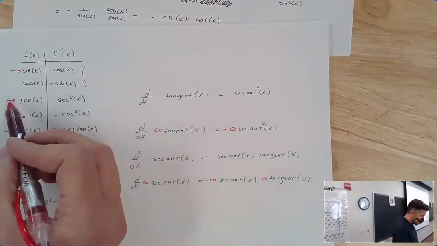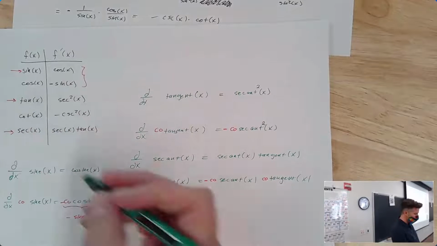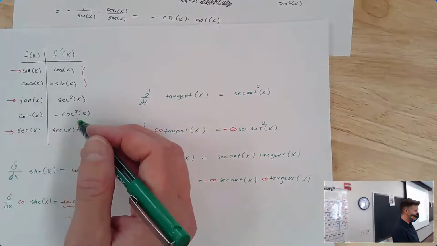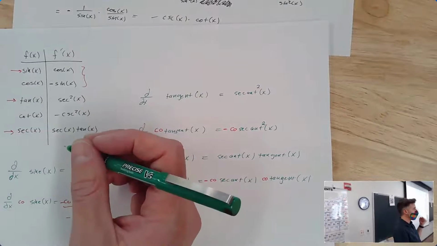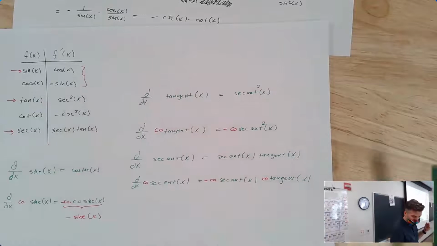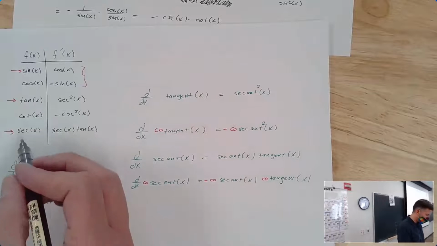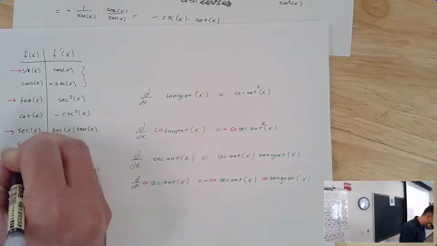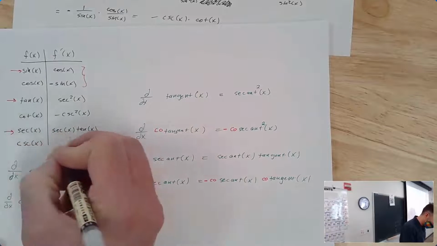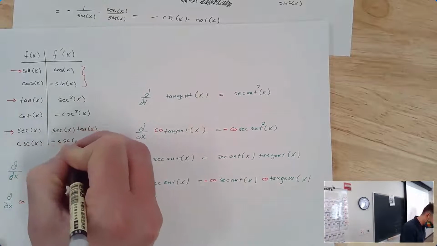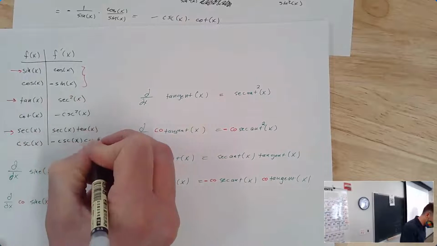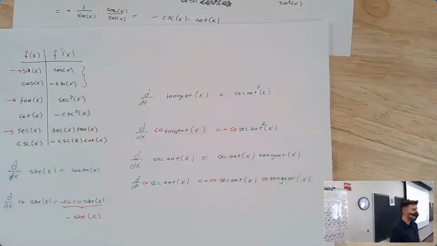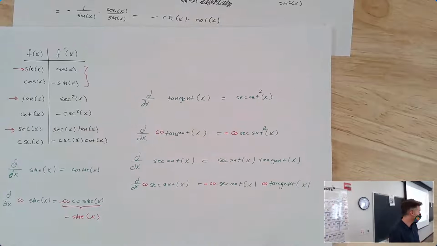But then you really only have to know tangent and secant, because if you know the derivative of tangent is secant squared, you know the derivative of cotangent is negative cosecant squared. And similarly, if you know the derivative of secant of x is secant of x times tangent of x, then the derivative of cosecant of x is negative cosecant of x times cotangent of x. It's a nice way to have to remember less.